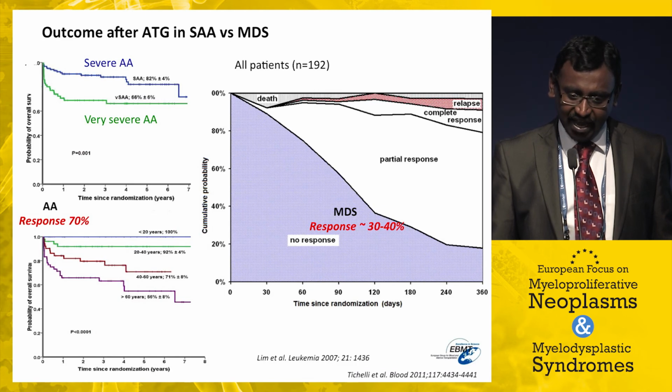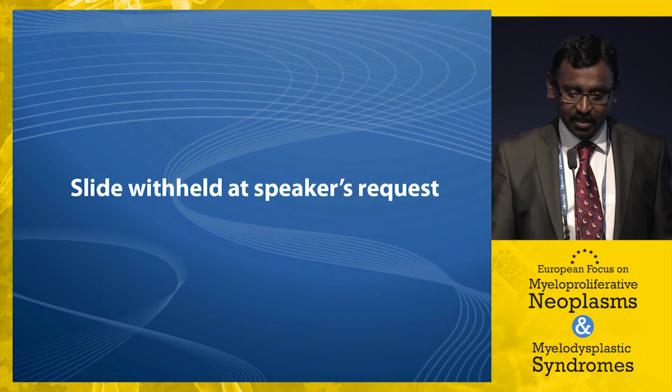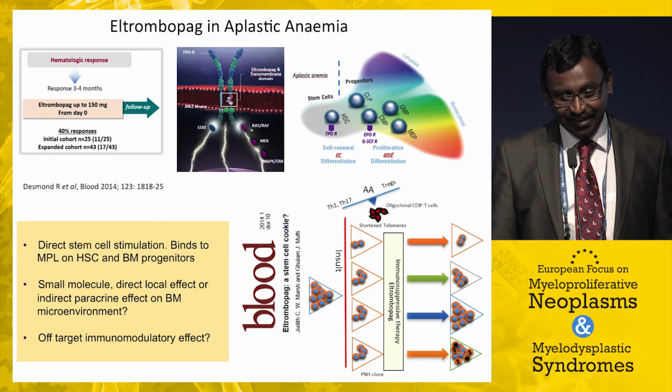And we know with ATG in aplastic anemia, the response is around 70%, and most of the responses are partial responses. While in the context of MDS, the response is only 30 to 40%. And the durability of response in MDS is also low. But we talked about immunosuppressive therapy, but there are immunomodulatory therapies as well, which I've just summarized here, but could be used in the context of hypoplastic MDS as well.